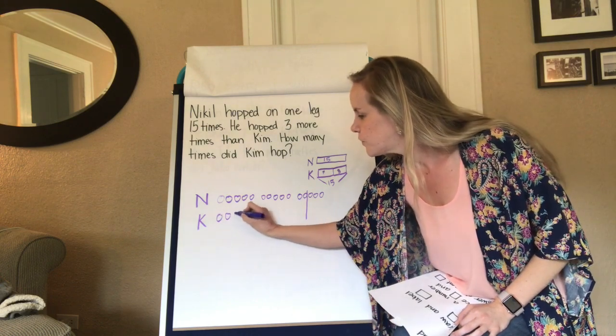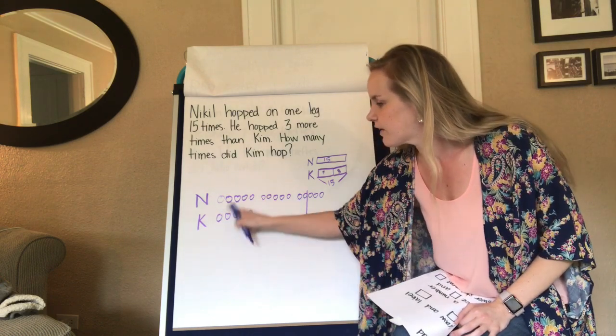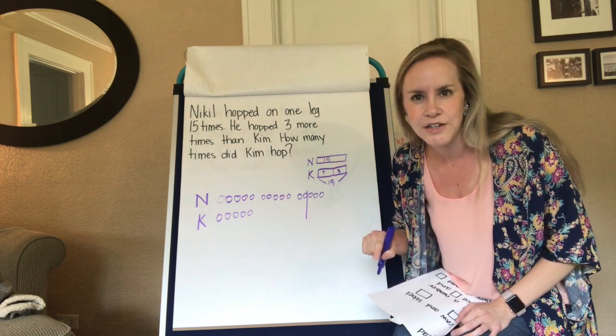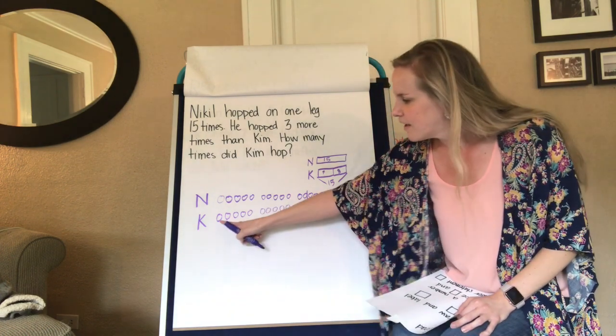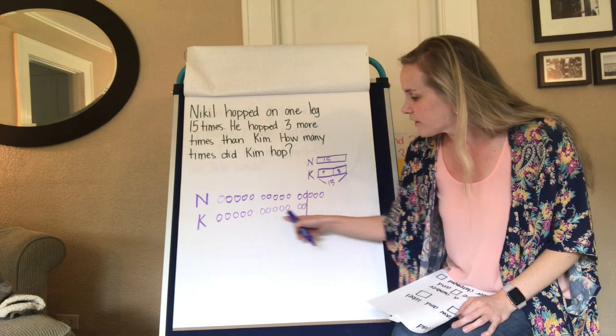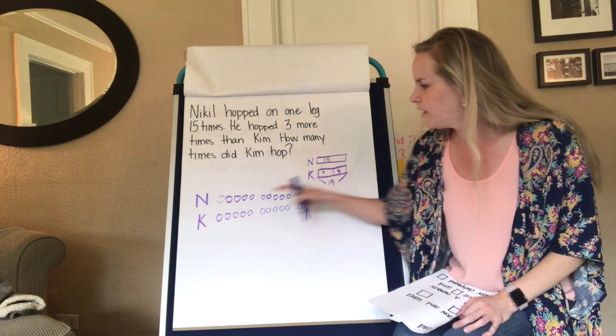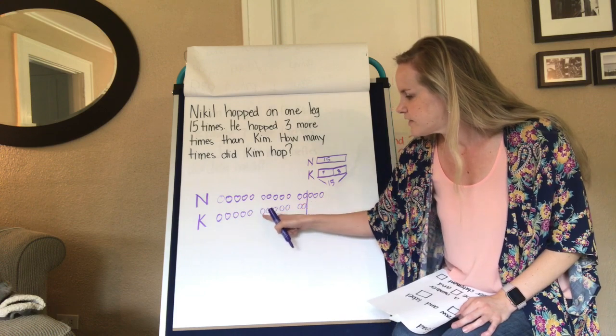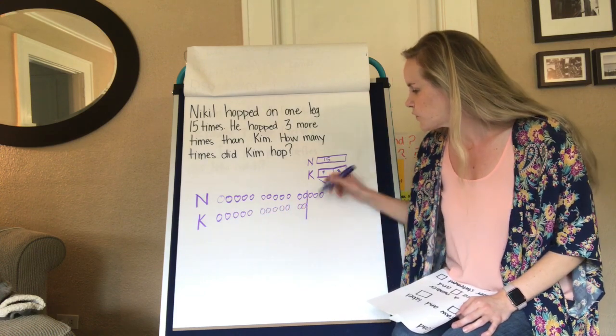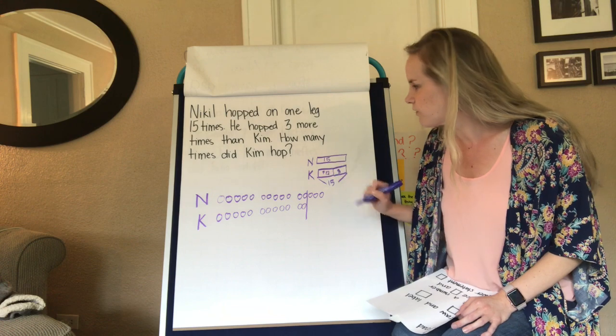1, 2, 3, 4, 5. Do you see how I lined them up so well? Are you doing that too? Good job. So let's look. We see how many Kim hopped right here. That's what we're looking for here. 1, 2, 3, 4, 5, 6, 7, 8, 9, 10, 11, 12. So we can write 12 right there.